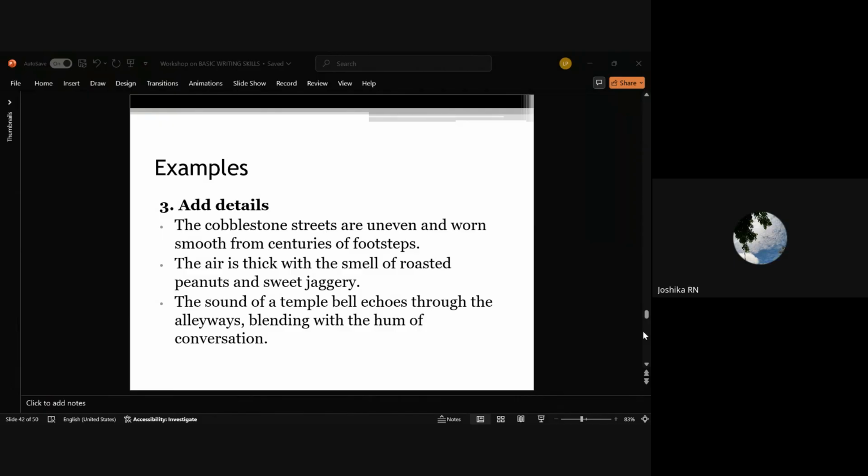Ma'am, also one more thing. In a descriptive paragraph, like a formal one, can we start it with a quote? Yeah, related to the topic, probably. Yes, you can do that.